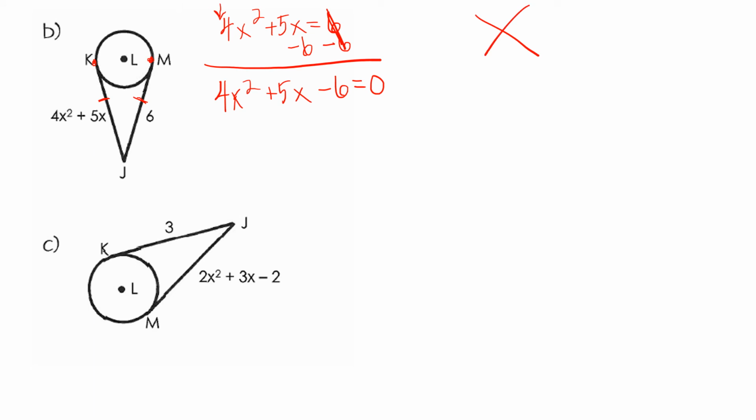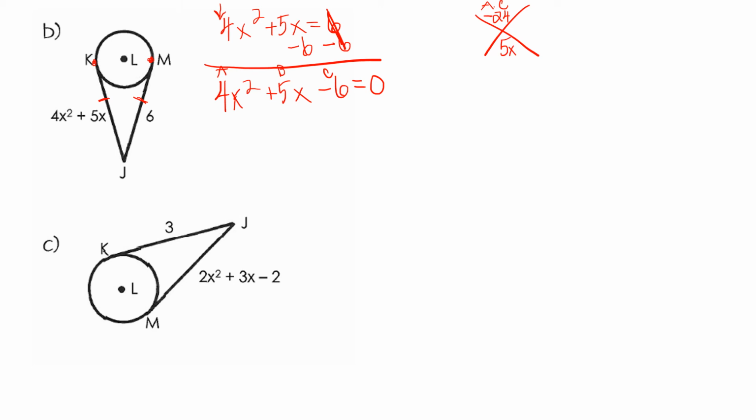So we need to take a times c, right? A times c, which is 4 times a negative 6. This is my a term, b term, c term. So a times c is 4 times a negative 6, which is a negative 24. And my b term is 5x.